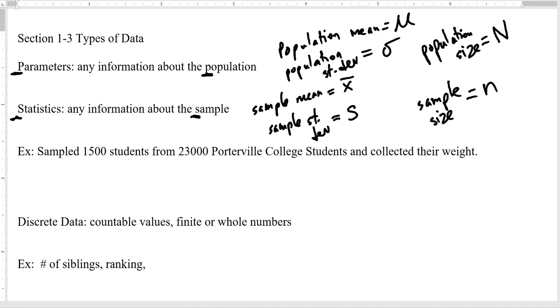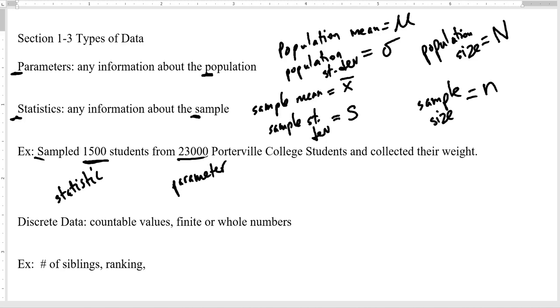Here's an example. We sampled 1,500 students from 23,000 Porterville College students and collected their weight. There's a number right there. What's that 1,500? Is it from the population or from the sample? Well, there's a keyword there. We sampled 1,500 students, so that 1,500 would be a statistic. What's the 23,000 Porterville College students? That's the big group, the entire group. That would be the population size. That would be the parameter.